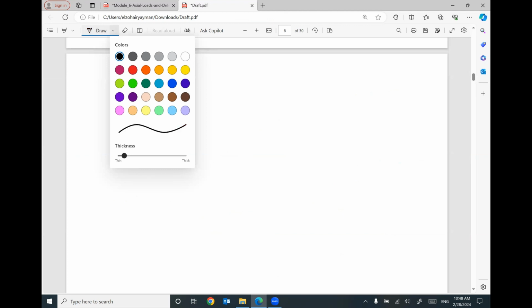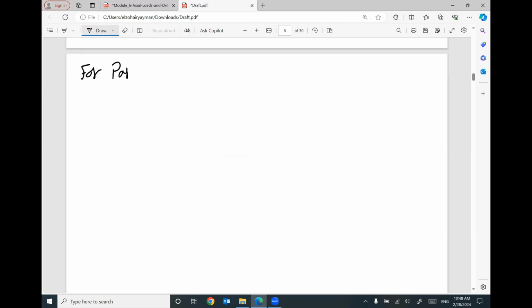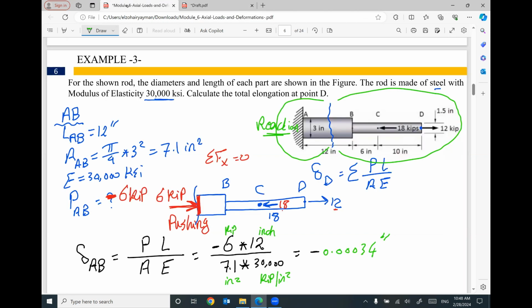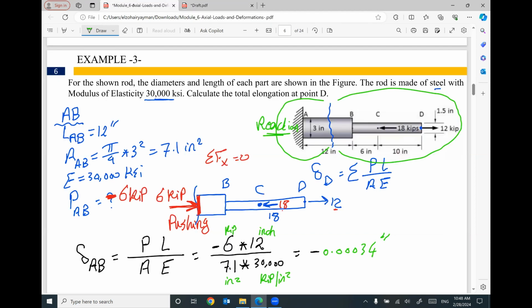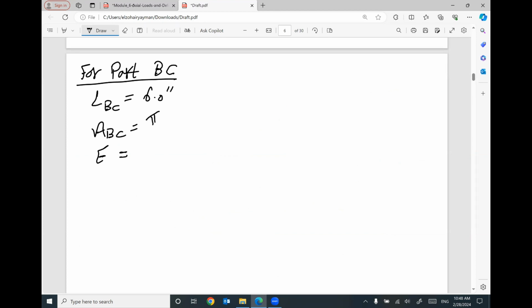So, for part BC, what is the length of part BC? What is the area of part BC? What is the Young's modulus of part BC? The length of part BC is 6 inch. What is the area of this part? The diameter of this part is 1.5 inch. So pi divided by 4 times 1.5 inch square. So the area will be 1.767 inch square.